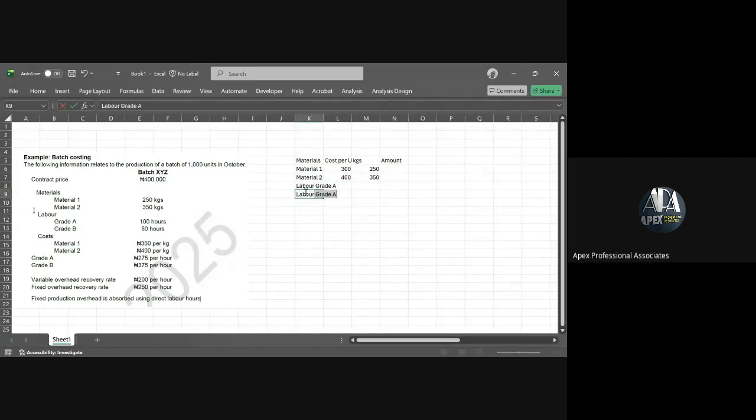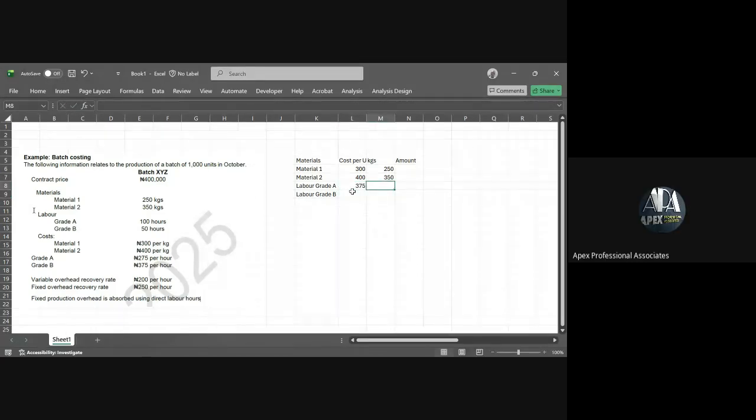All right, so labor grade B. What is the cost per hour? 375 naira per hour. How many hours? 50 hours for grade B. What is it for A? 100 hours for A. What is the cost per hour for grade A? 275. What about for grade B? 375.